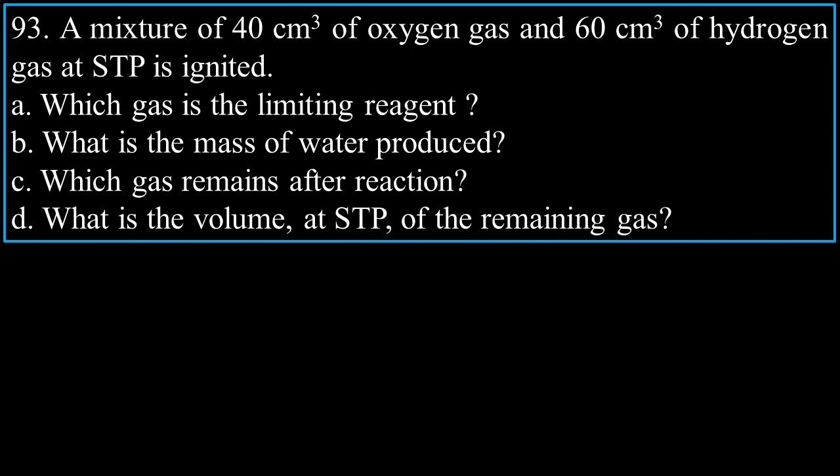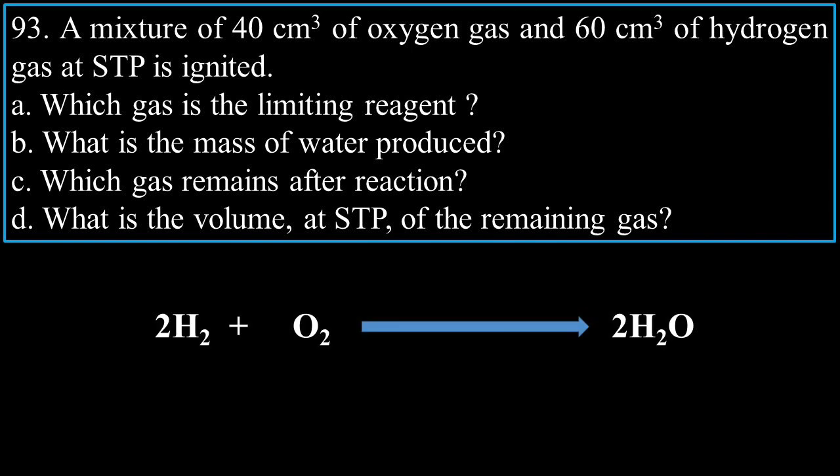So, you need to find out the limiting reagent before you can find out the mass of water produced. The limiting reagent is not the excess reagent. The excess reagent is therefore the other reagent. And then you need to find the reagent that's in excess before you can determine the volume of that remaining gas. So the reaction 2H2 plus O2 yields 2H2O is going to be the balanced stoichiometric equation.